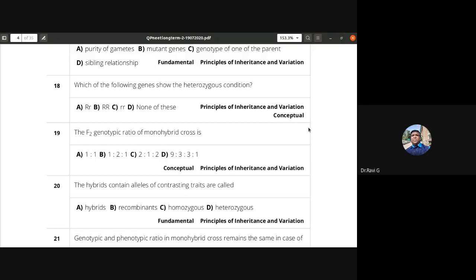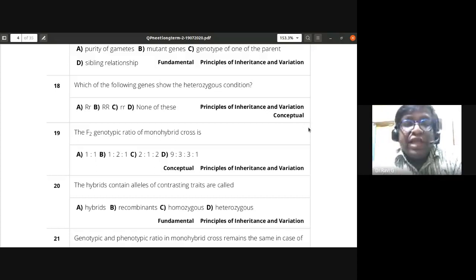18th one. Which of the following genes shows the heterozygous condition? Capital R, small r, capital R, capital R, small r, none of these. Capital R, small r is the answer. So they exhibit heterozygous condition.